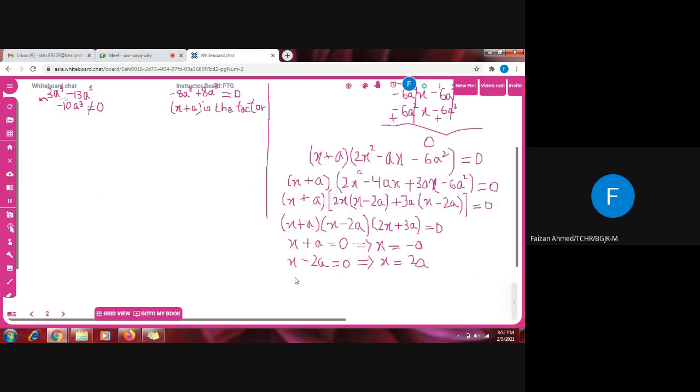And it's time for the last bracket, that is 2x plus 3a. When I put 2x plus 3a equals to 0, the value of x is coming out to be, this is positive 3a, when it will go on the other side, it will become minus 3a. And since 2 is being multiplied, it will go on the other side and get divided. So the last value is coming out to be minus 3a upon 2. So these are the three roots. These are the three values of x in terms of a, which we had to find out.